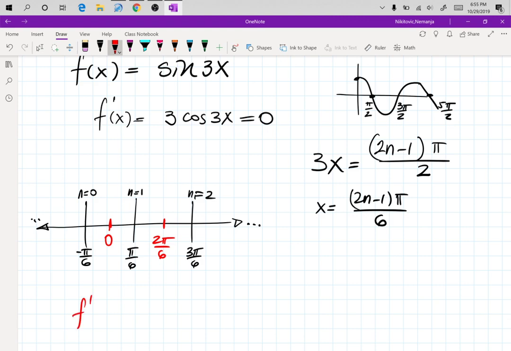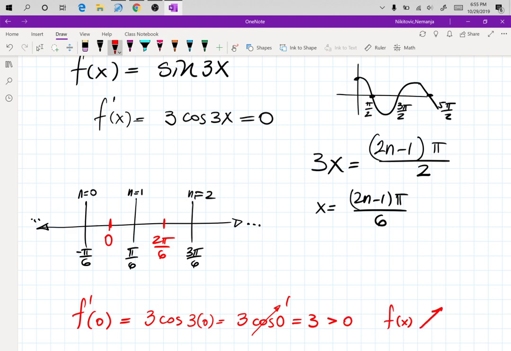All right, f prime at 0. We are testing now. This is the first derivative test, right? When you do the partition, you are looking for whether it's going to be increasing or decreasing. So f prime of 0, you plug into 3 cosine of 3 times 0, which is 3 times cosine of 0, which is 3, because cosine of 0 is 1. And that's larger than 0, so f of x is increasing, so we'll draw the arrow up for increase.